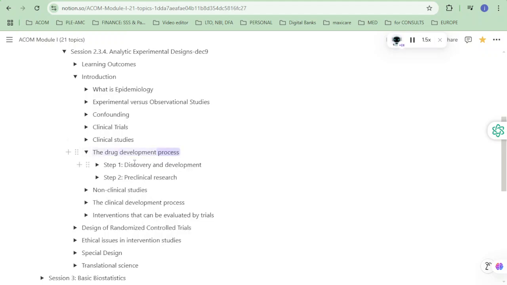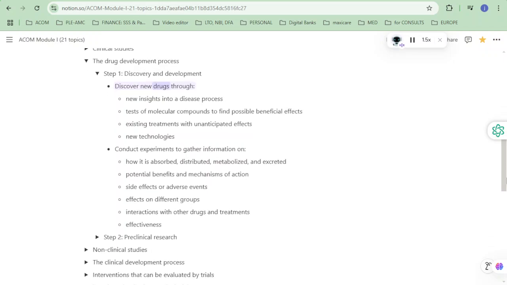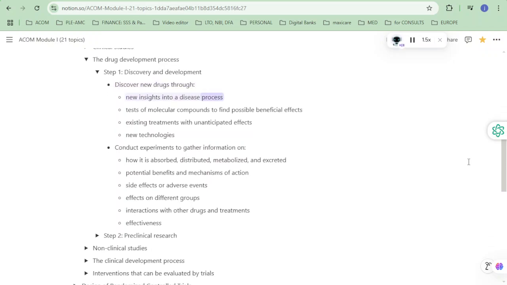The drug development process. Step 1, discovery and development. Discover new drugs through new insights into a disease process, tests of molecular compounds to find possible beneficial effects, existing treatments with unanticipated effects, and new technologies. Conduct experiments to gather information on how it is absorbed, distributed, metabolized, and excreted; potential benefits and mechanisms of action; side effects or adverse events; effects on different groups; and interactions with other drugs and treatments.